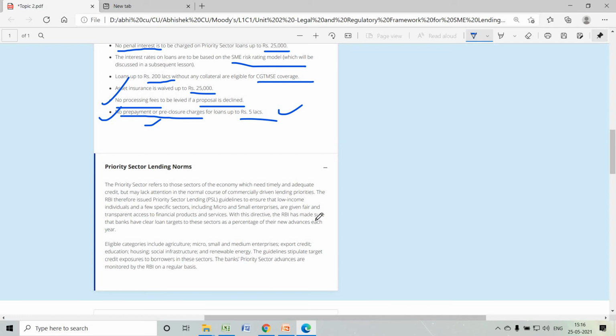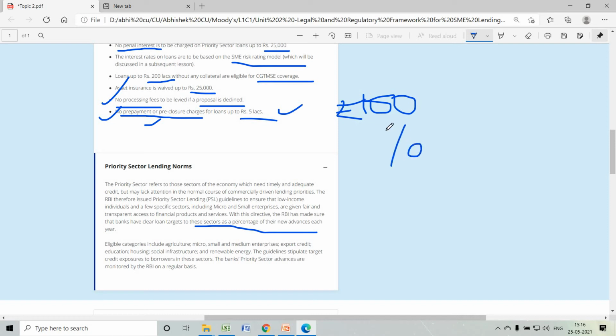Now RBI has made sure that banks have clear loan targets to these sectors as a percentage of their net advances. So what RBI has done, for example, if 100 rupees is granted as credit by any bank, then there is a certain percentage of this total credit which banks have to give to priority sector only. Now, eligible categories include agriculture, micro, small and medium enterprises, export credit, education, housing and social infrastructure, renewable energy, right?